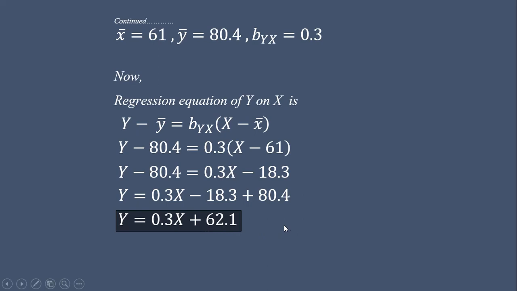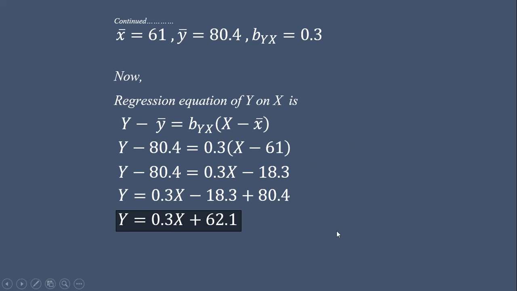Here, if you remember, in the last presentation we solved the same example using a different formula. Here we solve this example using change of origin. You can check, this equation is the same as before. So here we prove this property using an example: regression coefficients are independent of change of origin.